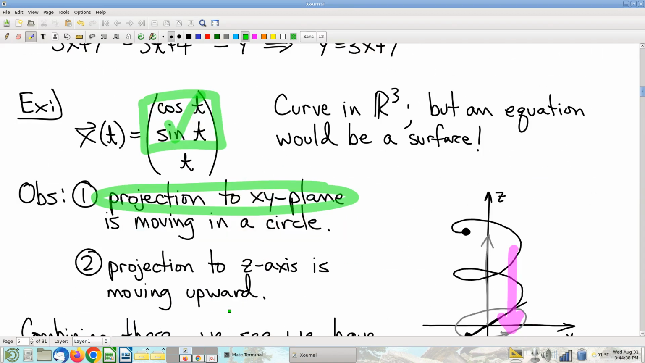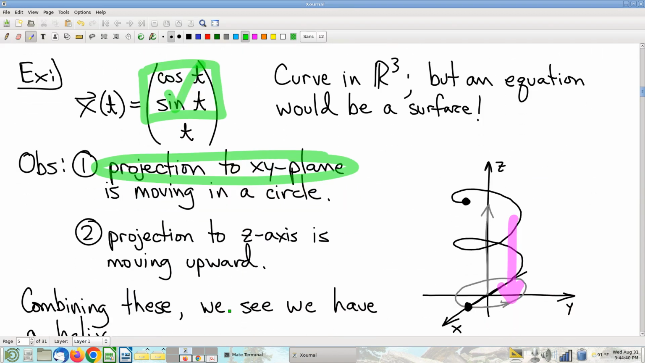So, cool. What this tells us, it does not tell us what the curve is. What it tells us is that the projection down into the xy plane is a circle. I don't really know what's going on in the z direction yet. We haven't thought about that. But if you were looking at it from above, if you're looking at the shadow down in the xy plane, the shadow is moving around in a circle. Everybody okay with that? Okay.